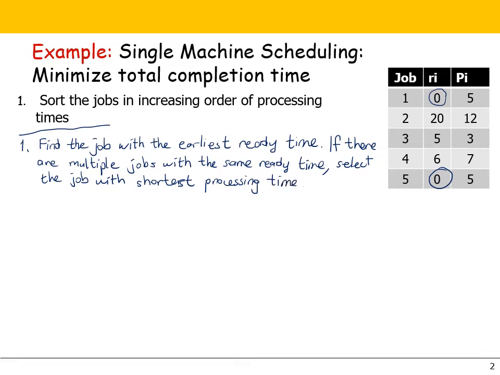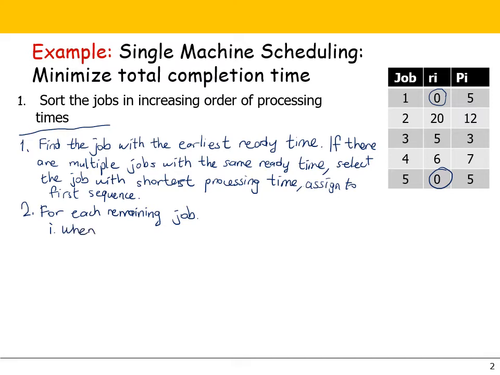Okay, this is the first step. And then the second step, for each remaining job, so select the job with the shortest processing time and assign it to the first sequence. So this will be the first job. Then for each remaining job, I'm going to follow these steps.